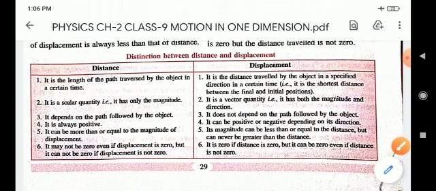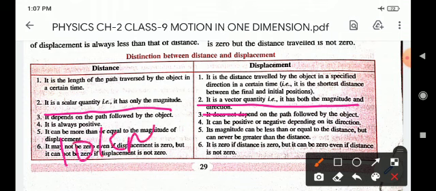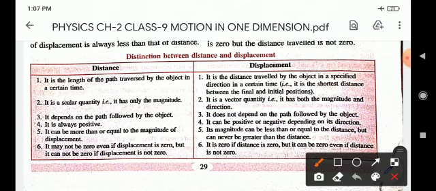Second point: distance is a scalar quantity. It has only magnitude. Displacement is a vector quantity. It has both magnitude as well as direction. For example, 10 kilometer is distance, while 10 kilometer east is a vector. Distance is always positive. Displacement can be positive or negative.